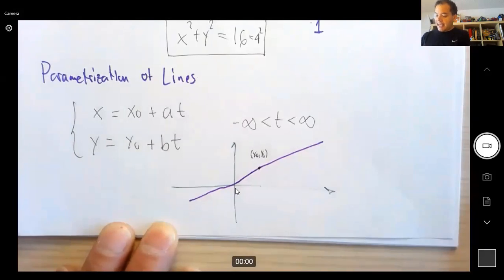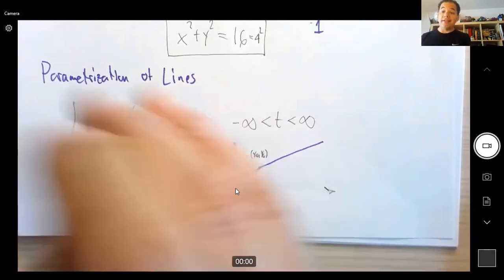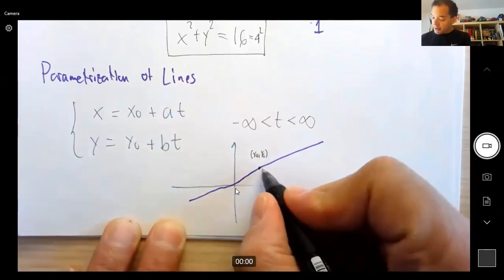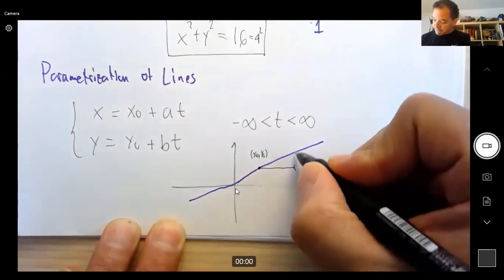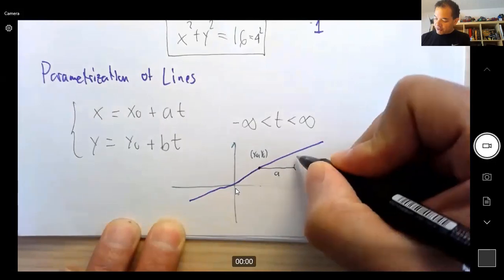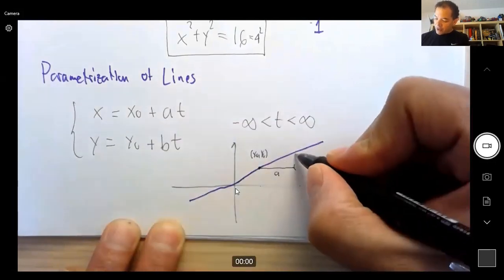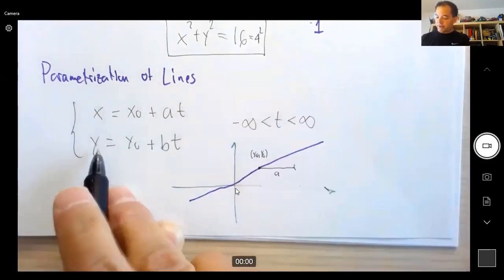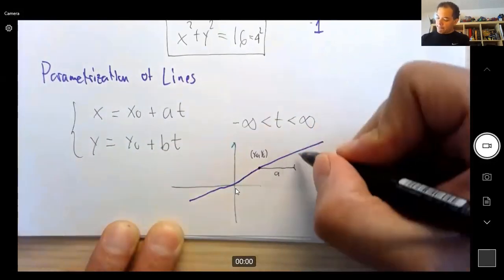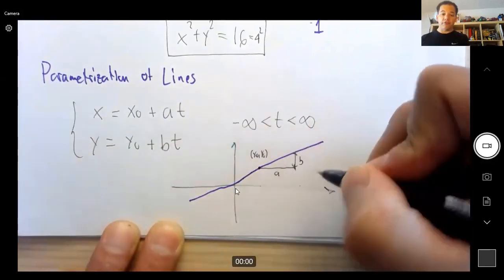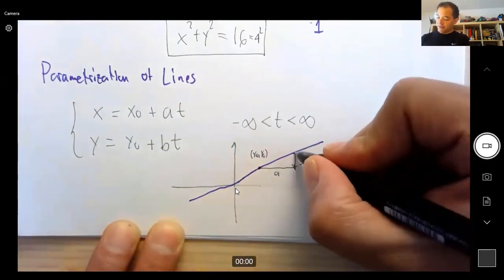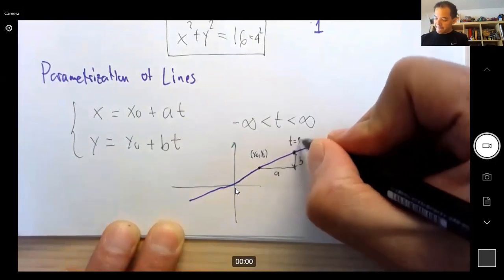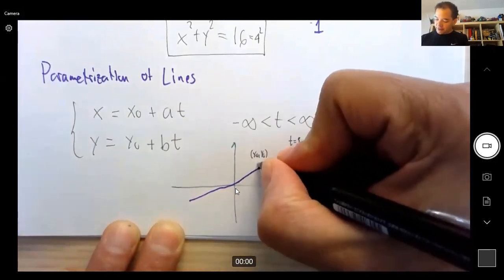and this a is essentially how much the x coordinate is increasing per unit of time. So if you go 1 unit this way, so if you go x0 plus 1, you go a in this direction. And if you go y0 plus 1, so if you put over here t equals 1, you go b. So after 1 second, so to speak, you move a in this direction and b in this direction. So this is when t equals 1. And this is when t equals 0.